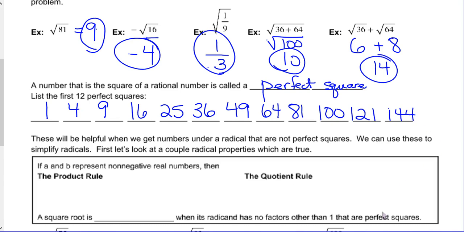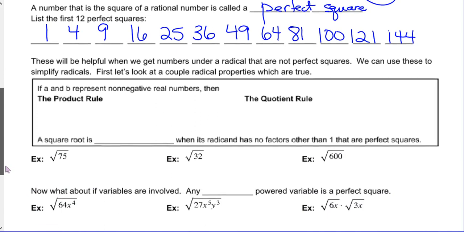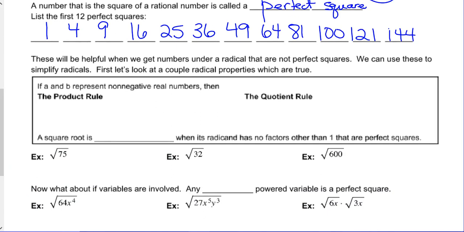So these numbers are very, very important when we're getting ready to do what we are going to do next, which is simplifying square roots, because not all square roots are going to be a perfect square. These will be helpful when we get numbers under a radical that are not perfect squares. We can use these to simplify radicals.